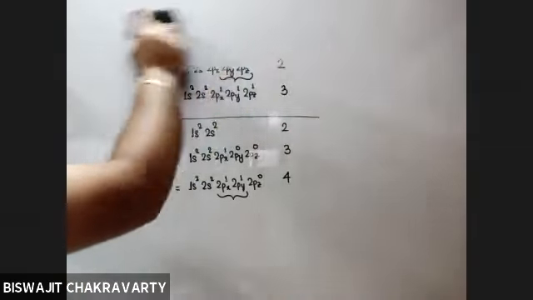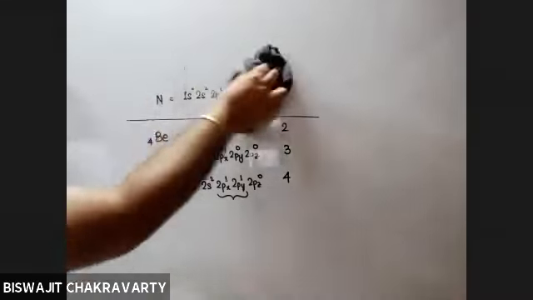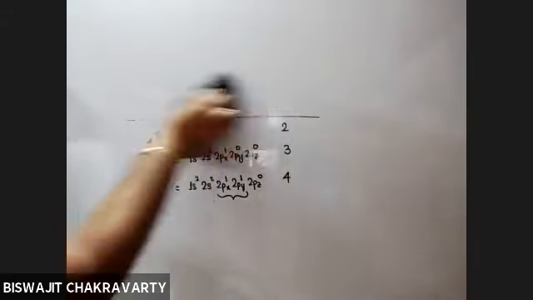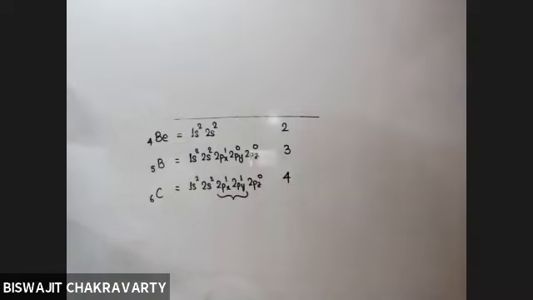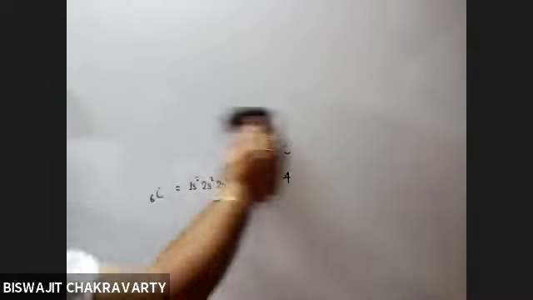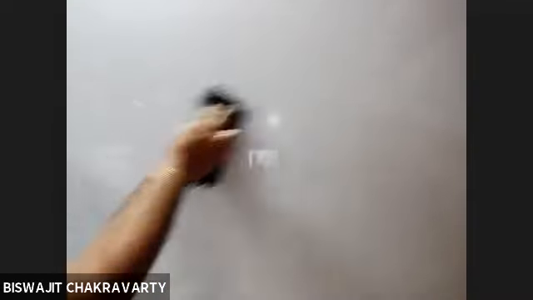Have you understood the problem? Yes or no? Yes, sir. Okay. So valency should be the same as the number of unpaired electrons, but carbon, beryllium, and boron type elements are not showing the expected behavior.